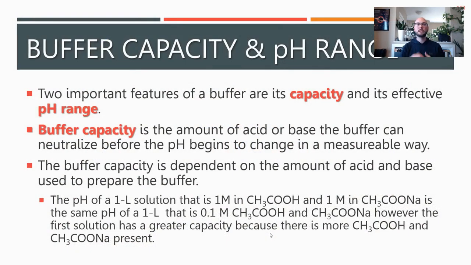So the buffer capacity and the pH range are two important qualities of buffer solutions. The capacity is how easily able it is to resist a pH change. Okay, so a solution of 1 molar acetic acid and the ion of that, acetate ion, 1 molar as well, has a greater capacity to buffer solution than 0.1 of both of those species. Why? Because there's more ions that are able to neutralize added acid or added base. Okay, so there's more available to work with.